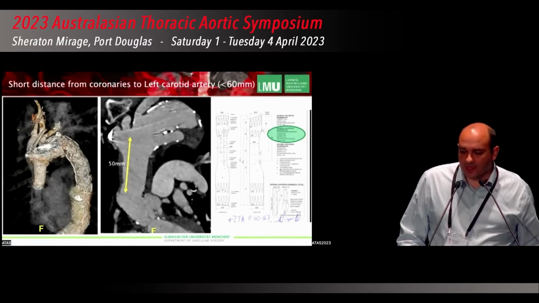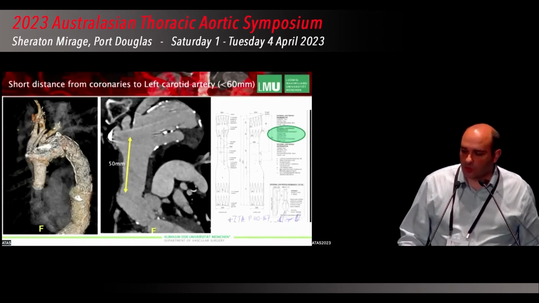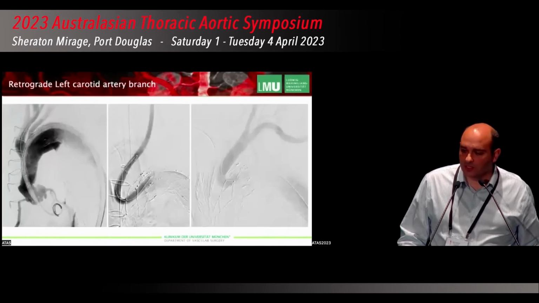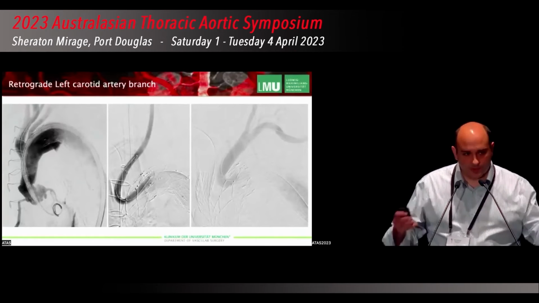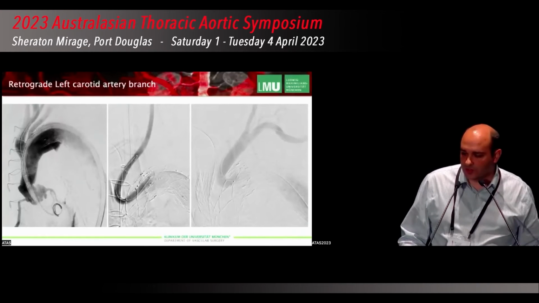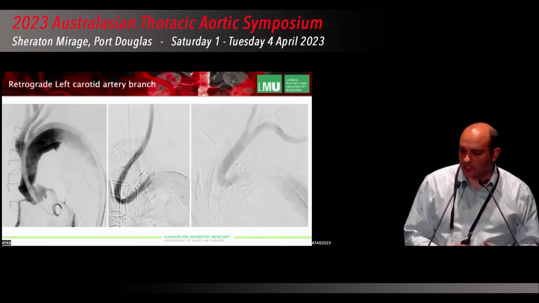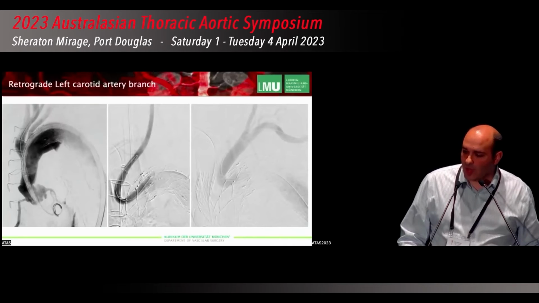Another issue is the distance between the coronaries and the left carotid artery. Even this issue has been overcome, because now we have learned from different studies and also from your experience, Professor Evgenio showed previously how upgoing branches or even retrograde branches have a good patency.